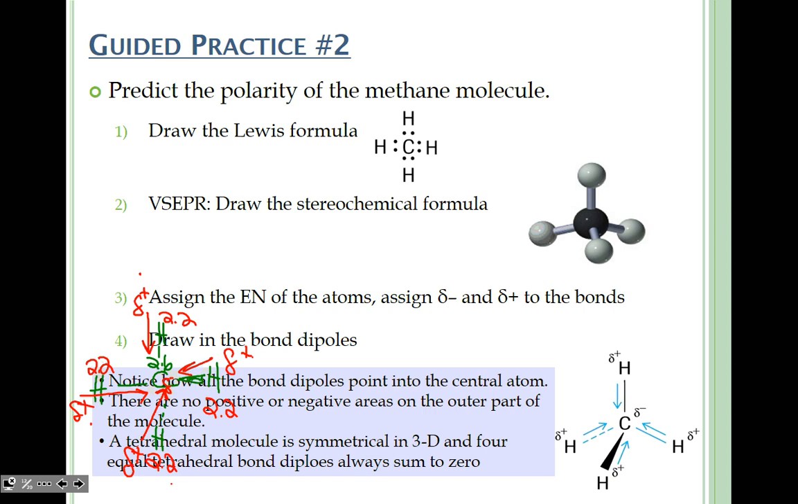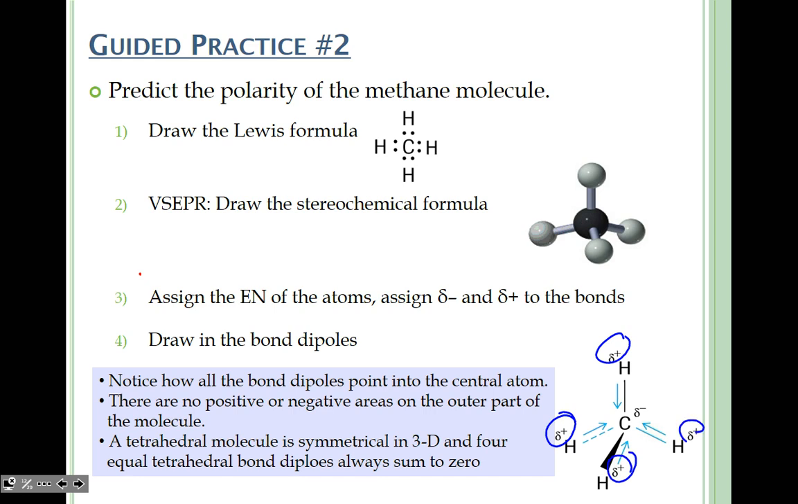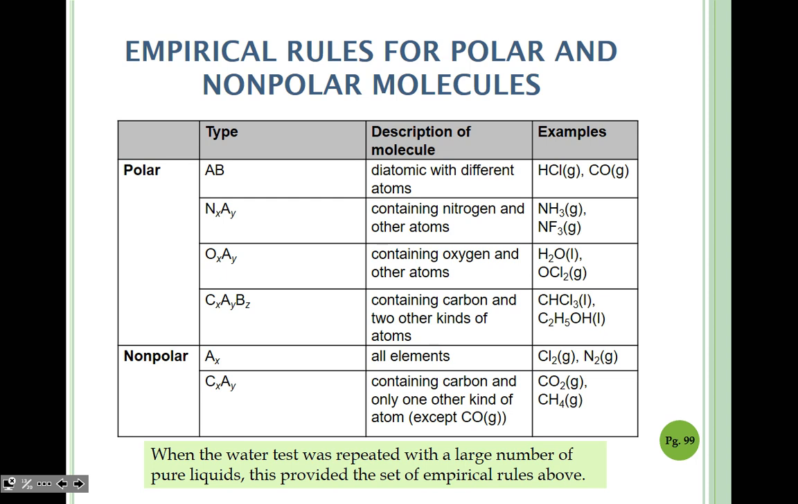Okay, and let's just read the summary here. Notice how the bond dipoles point to the central atom. There are no positive or negative areas on the outer part of the molecule. A tetrahedral molecule is symmetrical in 3D, and 4 equal tetrahedral bond dipoles always sum up to 0. Just take a look at the outside part of your molecule, and you'll notice that it's all positive, so nonpolar.